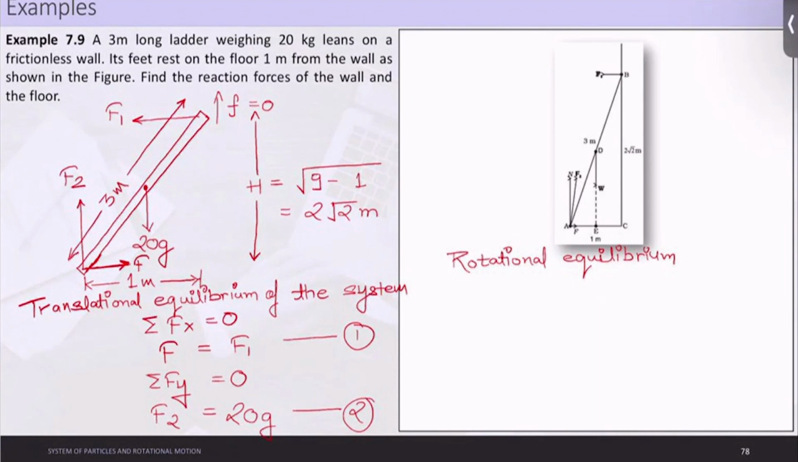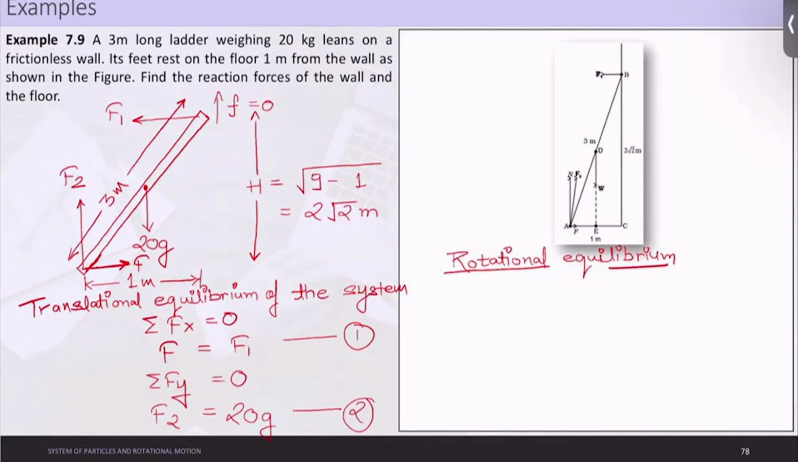What are those 3 conditions? Two are translational, that is summation Fx equal to 0 and summation Fy equal to 0, and the last is rotational, which is the summation of all the moments at a particular point equal to 0. Fine. So that being said, let us calculate the moment here.